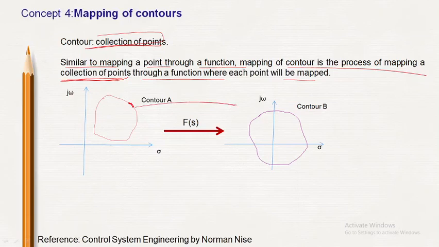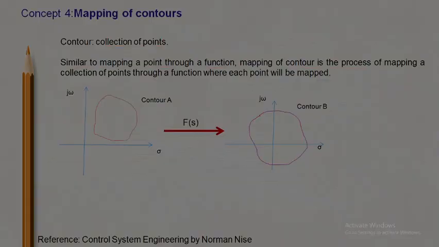This point over here, suppose it's mapping to this point. This point over here, suppose it's mapping to this point. This point here is mapping to this somewhere. Similar to this, if I continuously map all these points, then this contour will be mapped into another contour over here. So this is what is known as the mapping of a contour. Pretty simple. Till now I think you must have understood it.